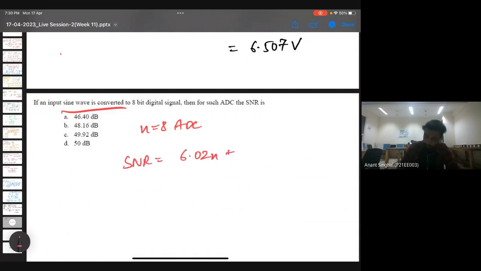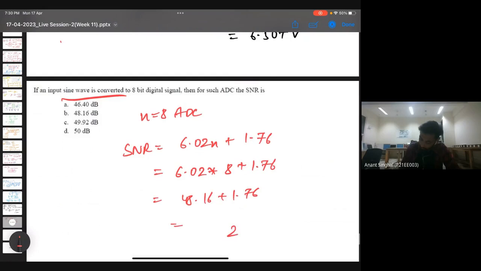This is 6.02 n plus 1.76. So it is 6.02 into 8 plus 1.76. So it is 48.16 plus 1.76. So it will be 49.92 dB, which is option C.